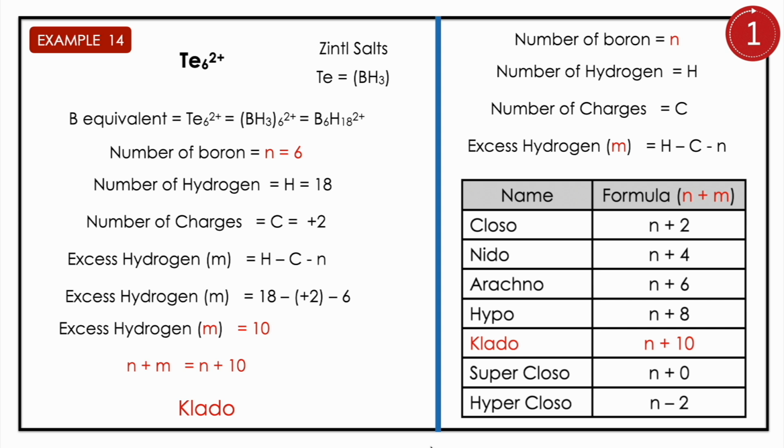Our aim is to find the excess of hydrogen, which is M equals H minus C minus N. That is 18 minus plus 2 minus 6. If you solve it, you get M equal 10. So it is an N plus 10 system. According to Wade's rule, Te6 2 plus has clado structure.